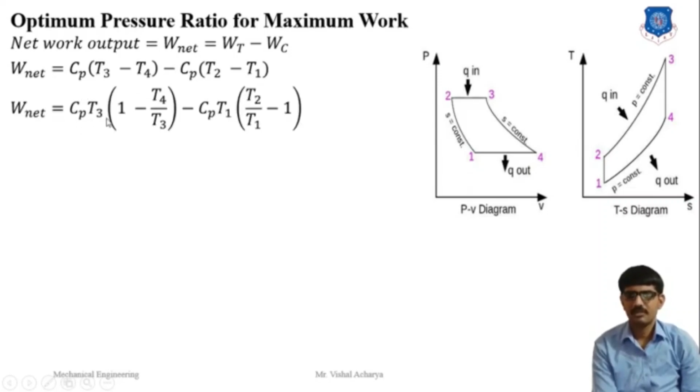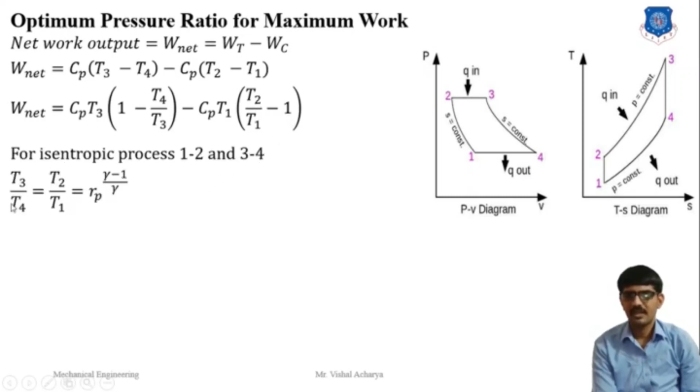So Cp into T3, T3 is common out in the first term, so we get 1 minus T4 by T3. For the second, T1 is common out, so we get T2 by T1 minus 1. Here for the isentropic processes 1-2 and 3-4, we write that T3 by T4 is equal to T2 by T1 is equal to Rp raised to (gamma minus 1) by gamma. Here the T3 by T4 and T2 by T1 ratios are equal to the pressure ratio term.